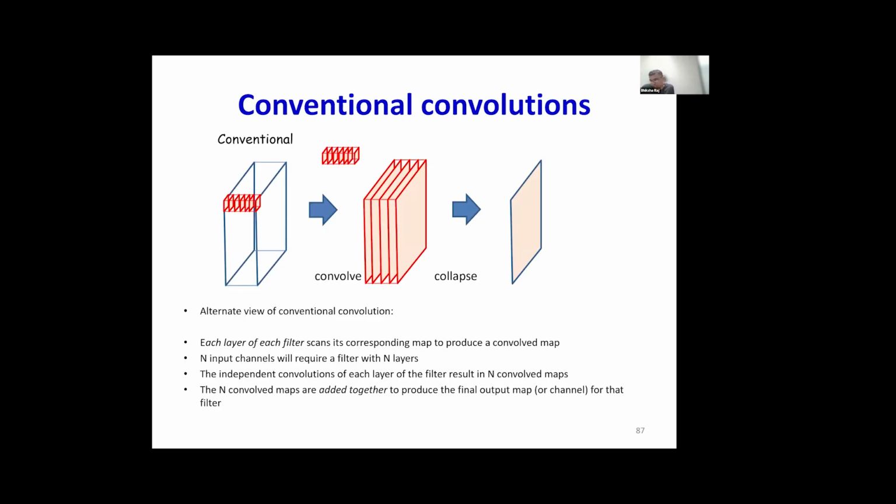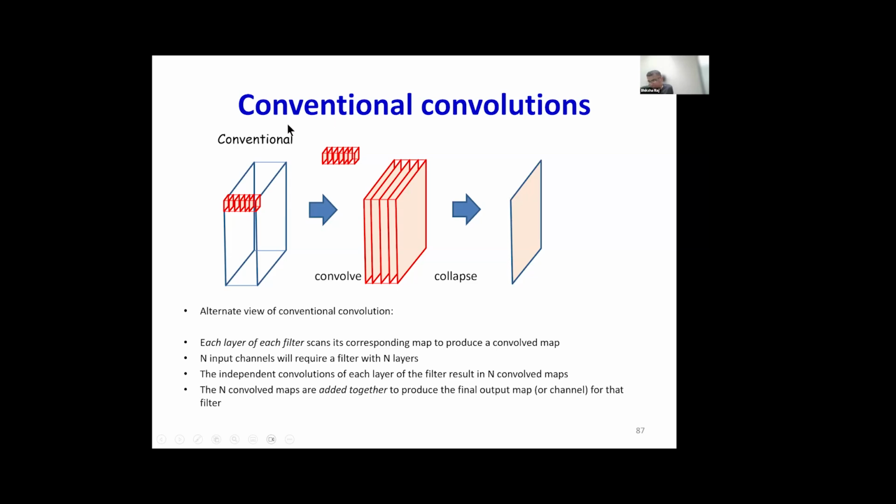Now, in your conventional convolution, here's what happens. Using the cube view, this cube represents the set of all input channels to the convolution. The filter also has as many channels as the number of input channels. So when you convolve the filter with the input, this is the equivalent of convolving each channel of the filter with the corresponding channel of the input. So this operation is going to give you as many channels as the number of input channels. And then finally, all of these are added to give you the final output of this convolution.